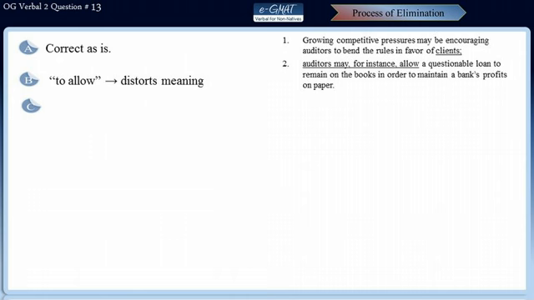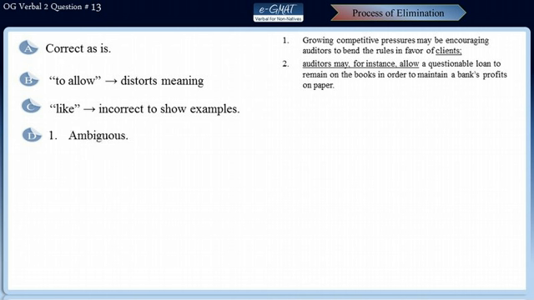In choice C, we see that like has been used to show examples, which is incorrect. We must use such as to show examples. So C is not the correct answer. In D, we have a very ambiguous construction. This phrase, as to be allowing, just clearly does not say what it means. So it's not clear who would be allowing the questionable loan to remain on the books. Plus this choice is pretty wordy as well. So choice D is not the correct answer.